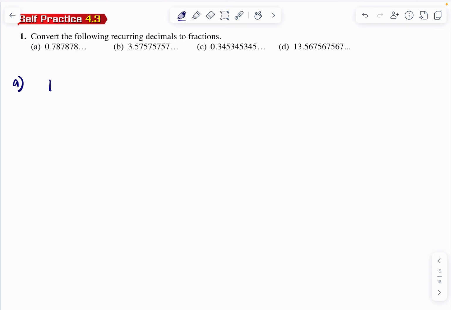So what we can do is we let 0.787878 equals to x. So x equals to this. Right. So the pattern repeats for the first time here onwards. So to get the decimal here, we need to times 100. We need to move it 2 decimal places, right? So we say 100x is 78.787878.